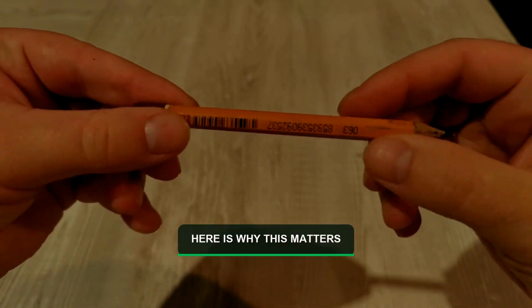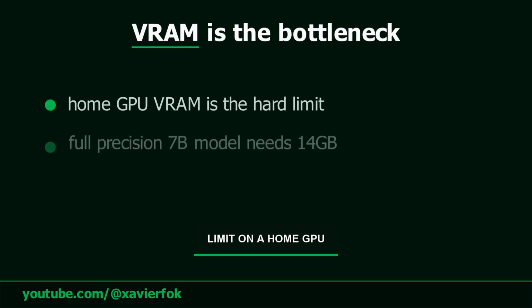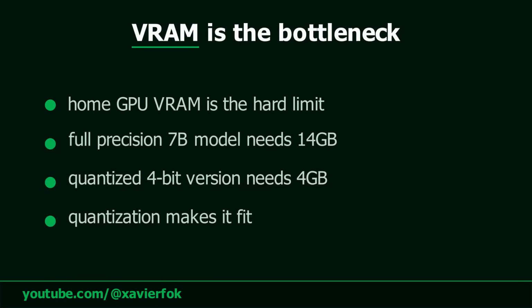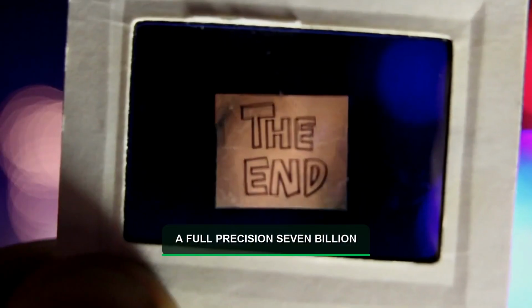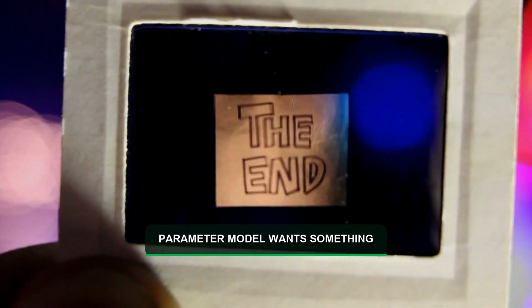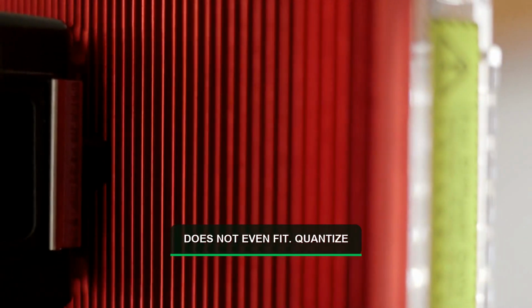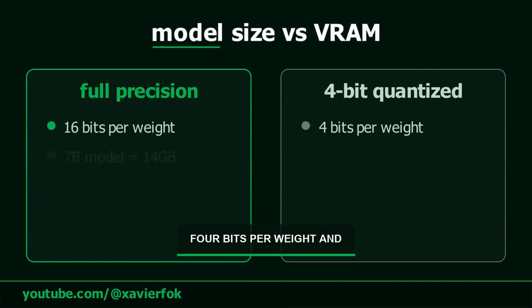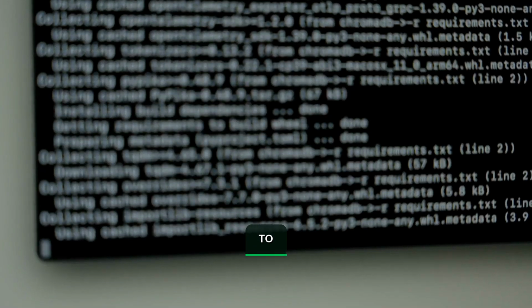Here is why this matters so much for running models at home. The single biggest limit on a home GPU is VRAM, the memory on the graphics card itself. My old card has 11 gigabytes. A full precision 7 billion parameter model wants something like 14 gigabytes just for the weights, and that does not even fit. Quantize that same model down to 4 bits per weight and it shrinks to around 4 gigabytes. Suddenly it fits with room to spare for the rest of the work the model needs to do.